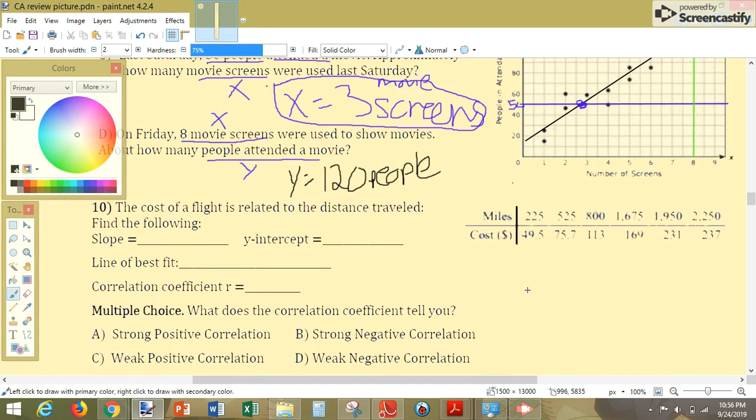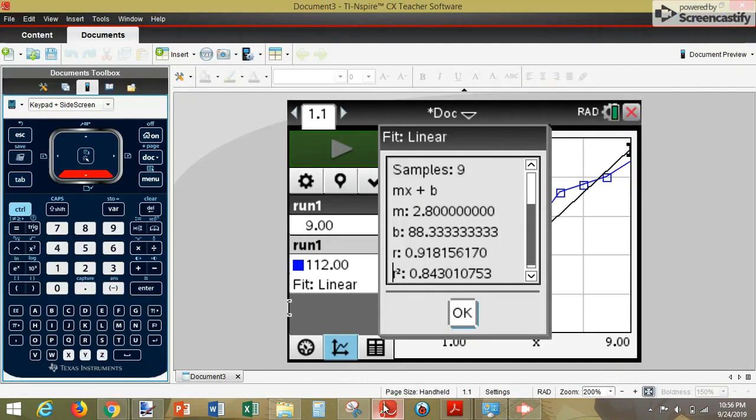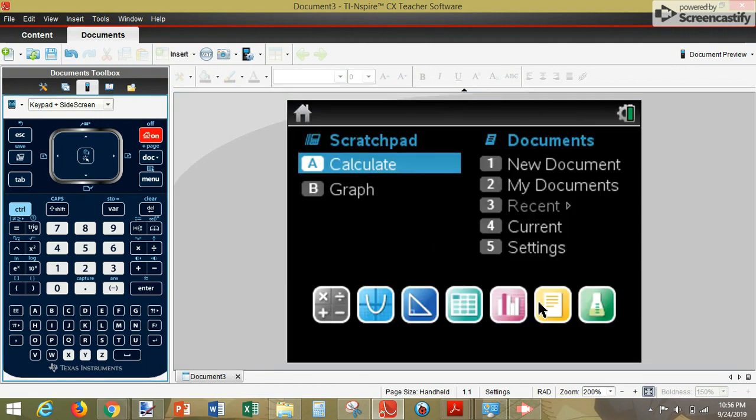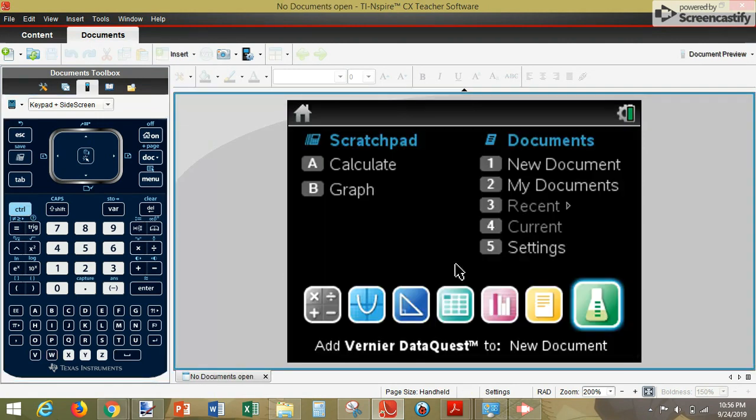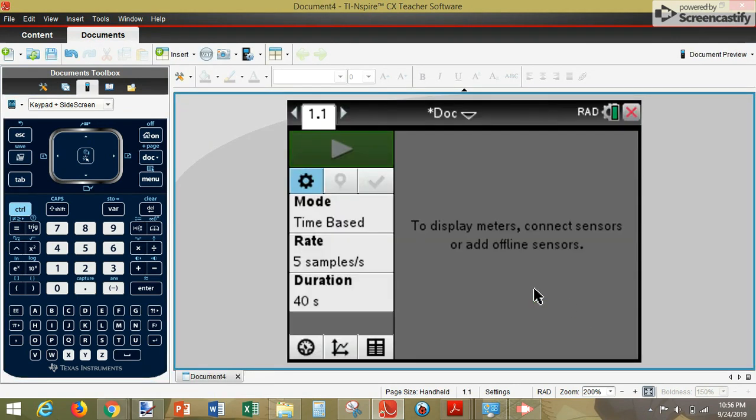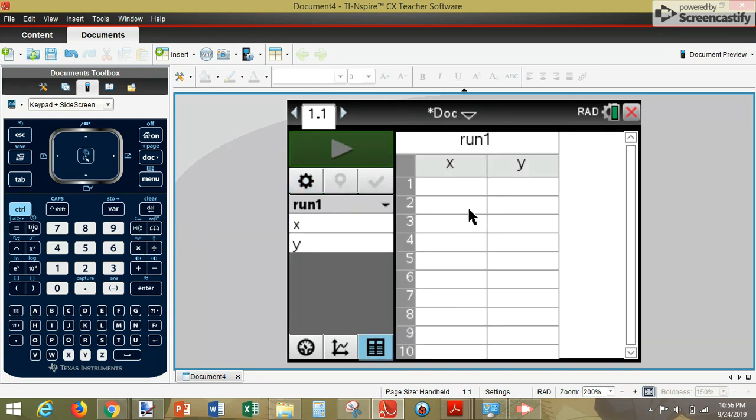Alright, let's look at number 10. The cost of a flight is related to the distance traveled. Find the following. So we're going to need our calculator for this. So let's go to our calculator. Clear all this out. Click the green beaker. Click the table. Type in your X values, which are miles, and your Y values, that's the cost.